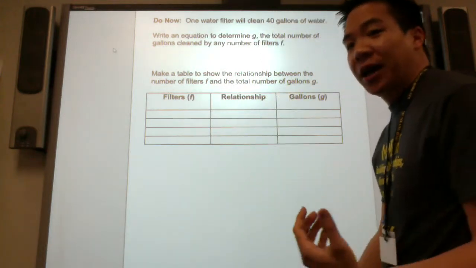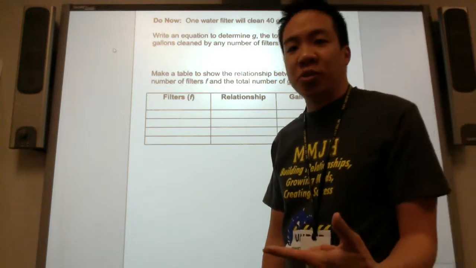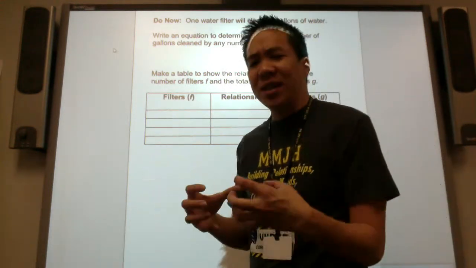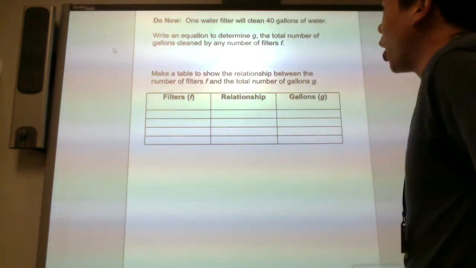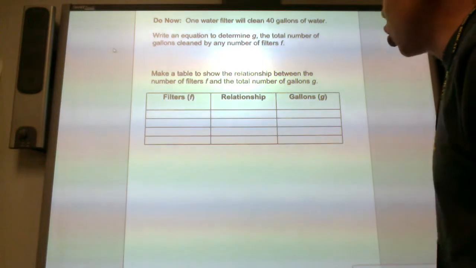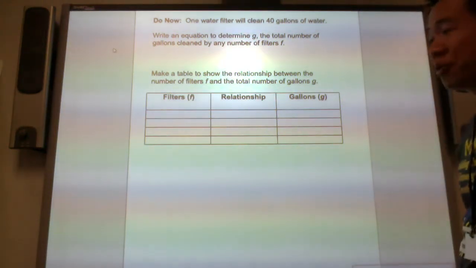So before we do that, let's practice what we learned in the before lesson of multiple representations of using tables, equations, and graphs, which all mean the exact same thing. One water filter will clean 40 gallons of water. Write an equation to determine G, the total number of gallons cleaned by any number of filters.